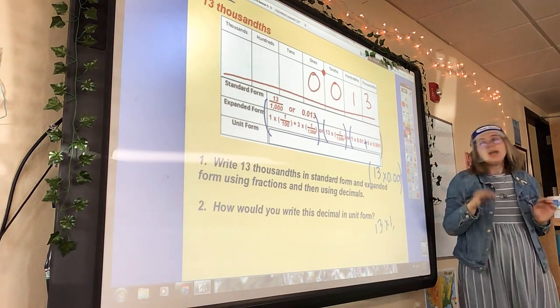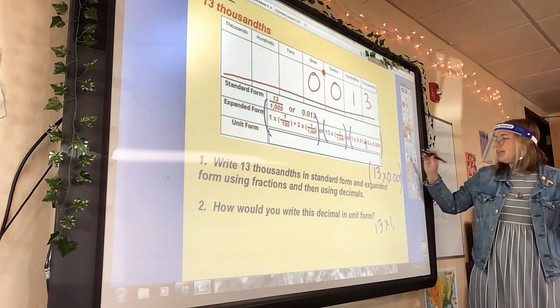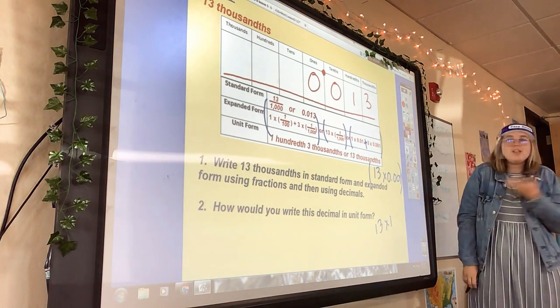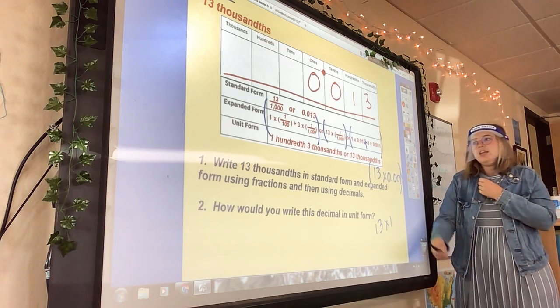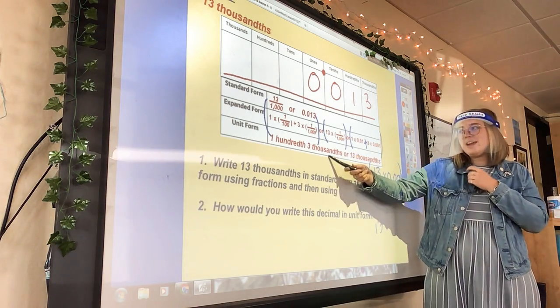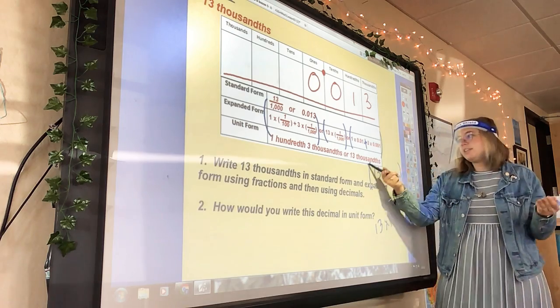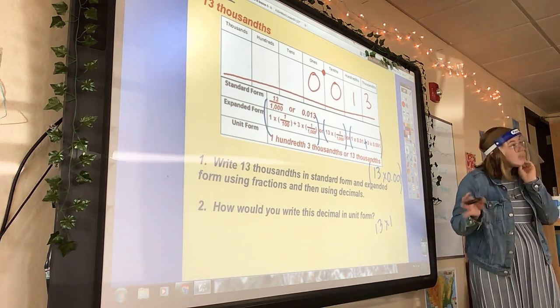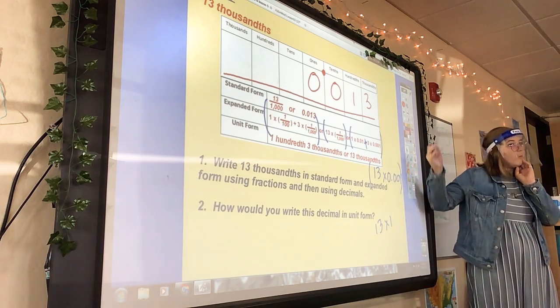All right. We're going to quickly go to unit form. Just for the sake of time, I'm going to show it to you. But also because I know you guys know this part already. So 1 hundredth 3 thousandths, or 13 thousandths. That is up to you. Okay. I know this is confusing. Any questions about what we just did?